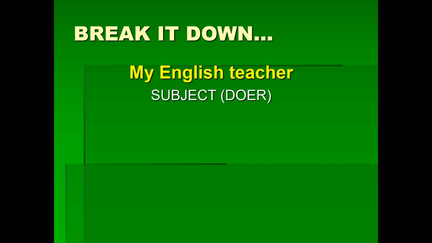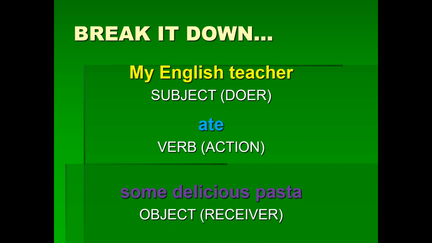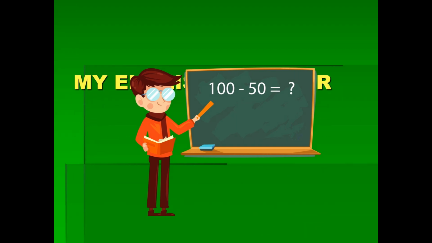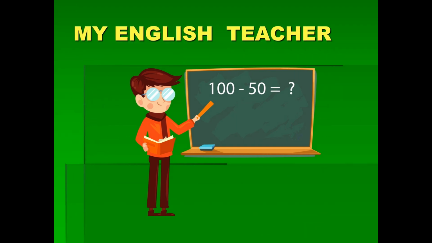Let's break this down piece by piece. Let's look at the sentence. My English teacher is the subject of the sentence, the doer of the action. Ate is the verb, the action. Some delicious pasta is the receiver, the object of the sentence. My English teacher is the subject of the sentence. My English teacher is the doer of the action.